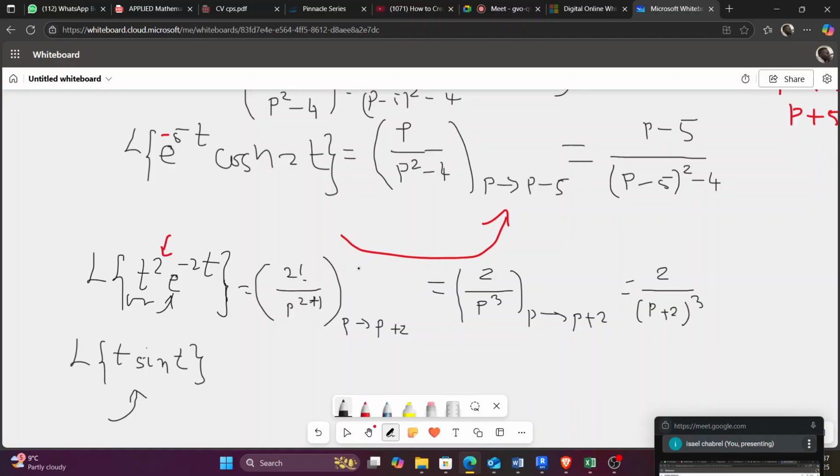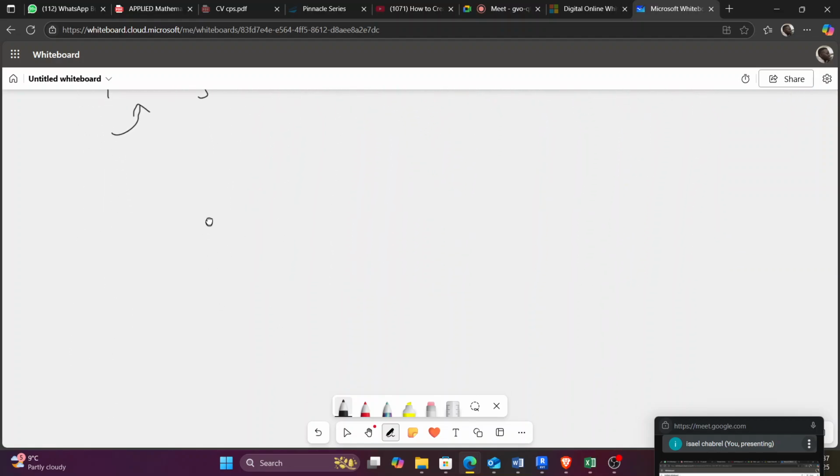Now let's look at what we call the change of scale property. For the change of scale property, what is the formula? The formula says if you have Laplace of any function f of at, as long as you have a constant a t.